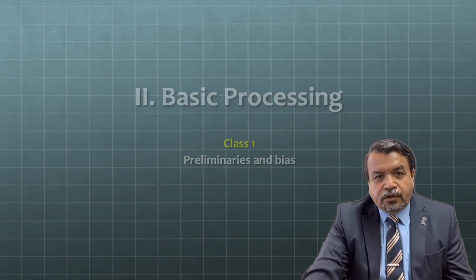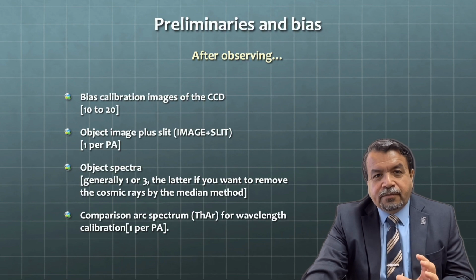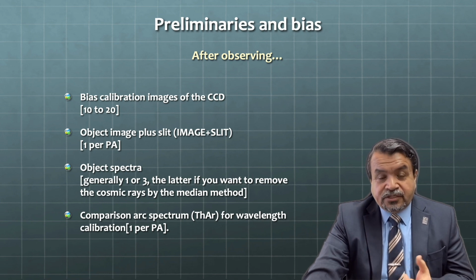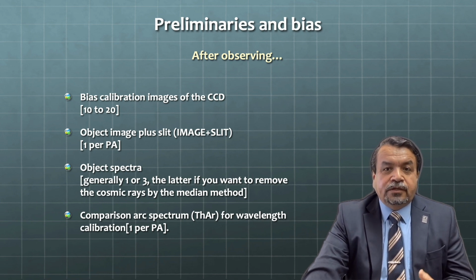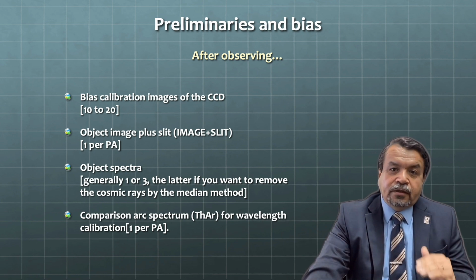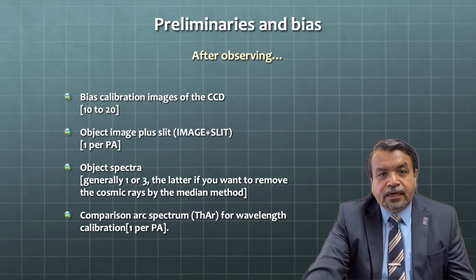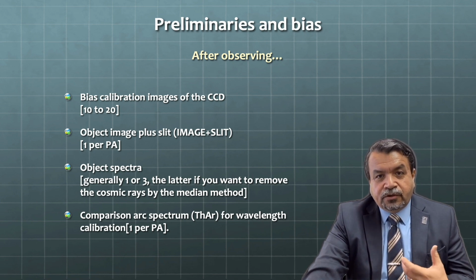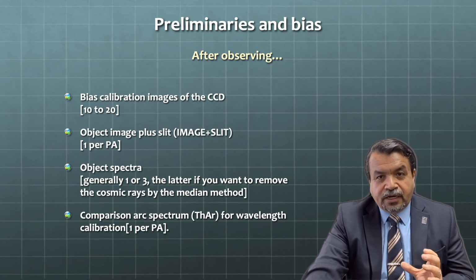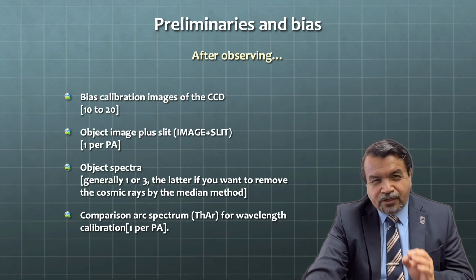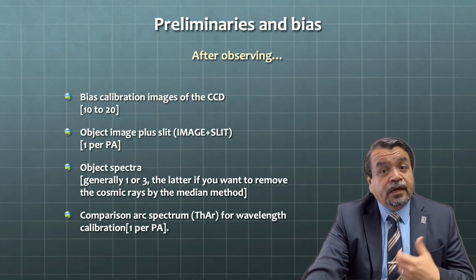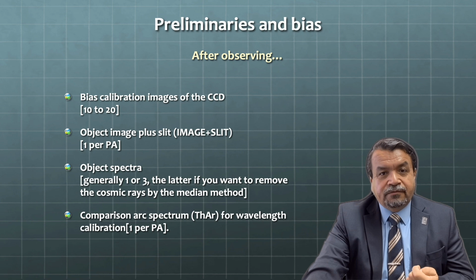Keep in mind that following observation, we will have specific images available. For example, we will have the bias calibration images, which, as I previously mentioned, are associated with a pre-charge that has been applied to the detector, as I have explained before in detail. We will also have images referred to as image slit, where the image and the slit are superimposed together in order to precisely determine the location of our slit, thereby enabling us to obtain our two-dimensional spectrum accurately and effectively.